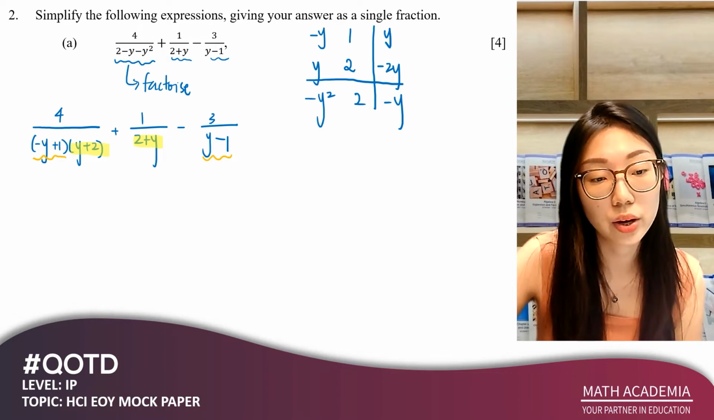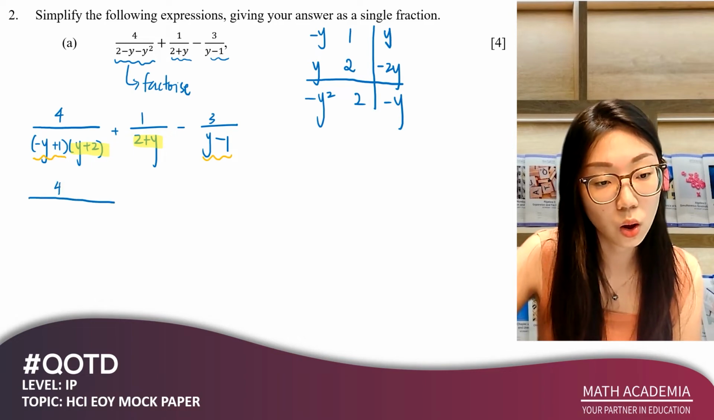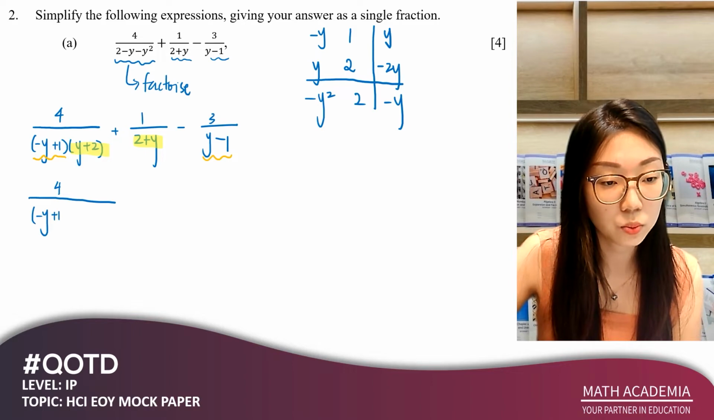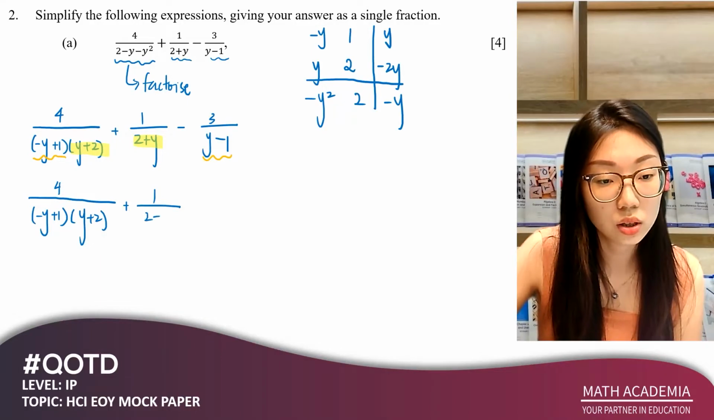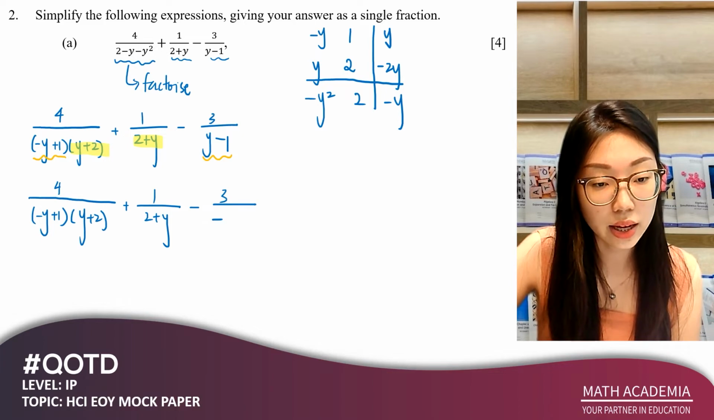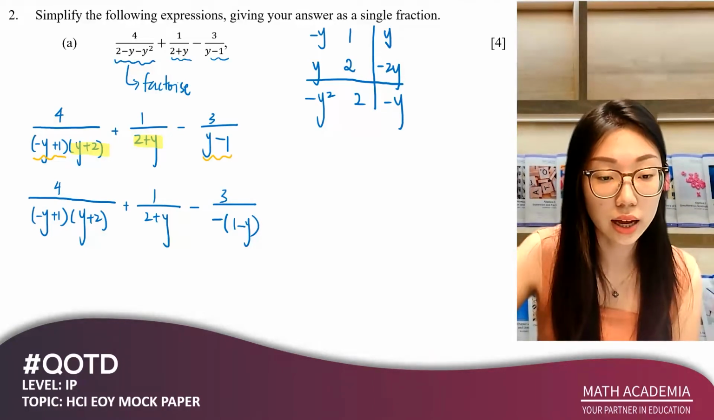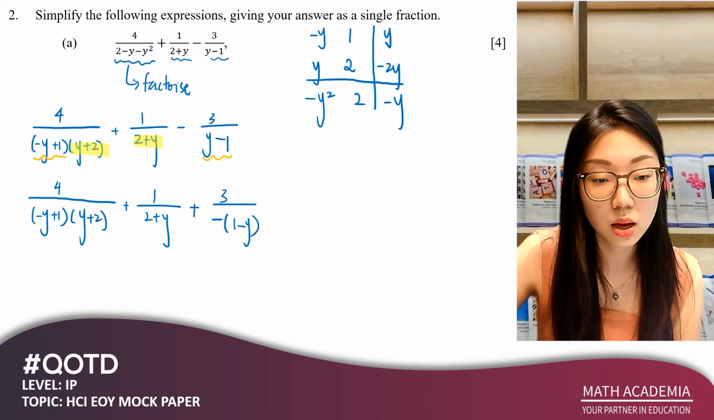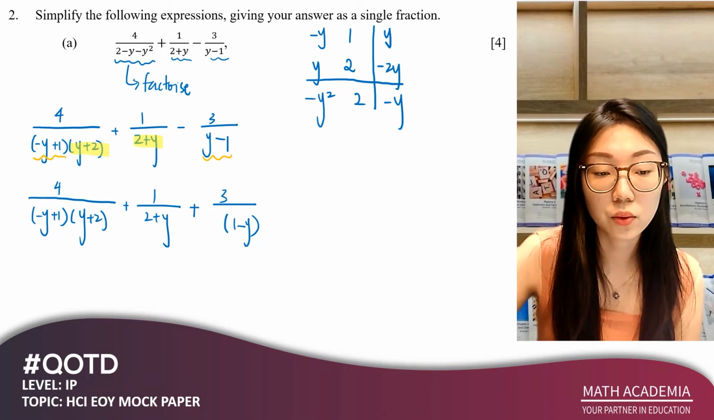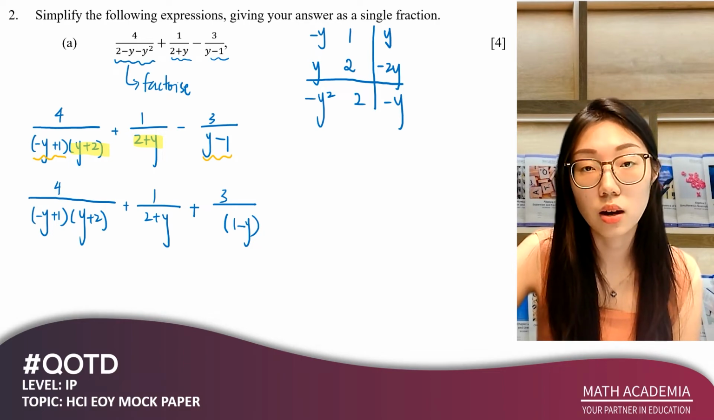Let's say if I were to bring out my negative sign in my third term, I would have 4 over negative y plus 1 multiplied by y plus 2, plus 1 over 2 plus y, minus 3 over negative 1 minus y. Okay, and when I bring out my negative sign, negative, negative gives me positive. Alright? Okay, with this, things are much simpler. I just have to come up with a common denominator.